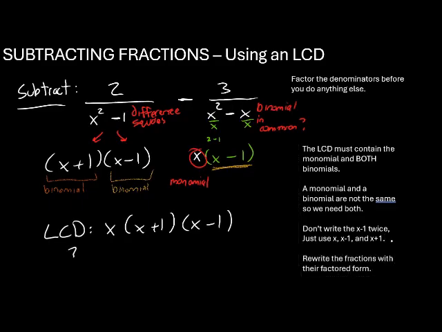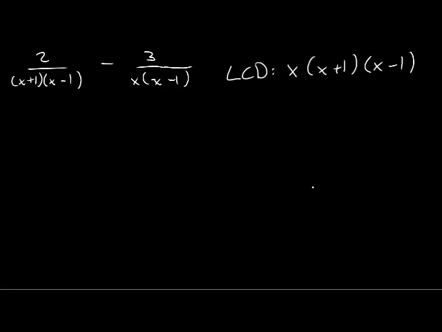Before we go any further, let's rewrite our fractions with the denominators in factored form. Our first fraction was 2 over x squared minus 1, but we rewrite that as x plus 1, x minus 1. Our second fraction was 3 over x squared minus x, but we changed that to x times x minus 1. Now let's compare our fractions' denominators to the LCD.